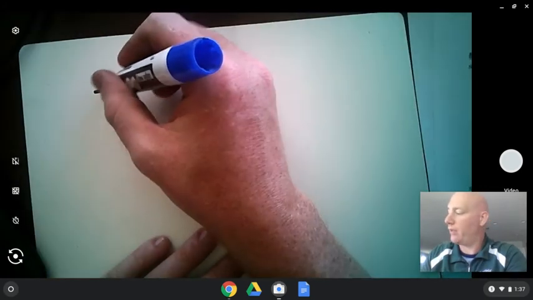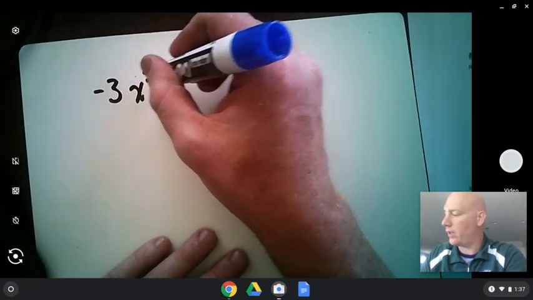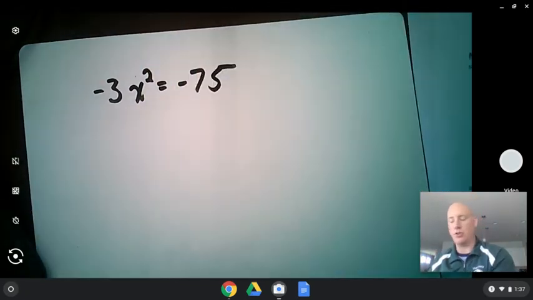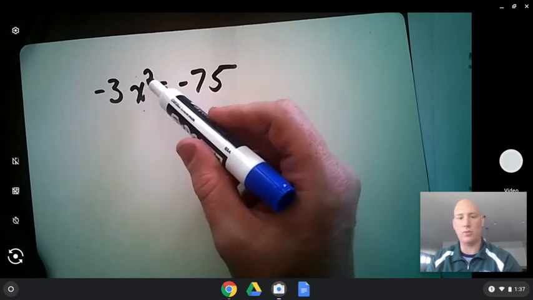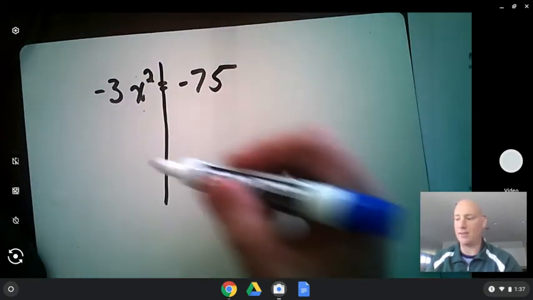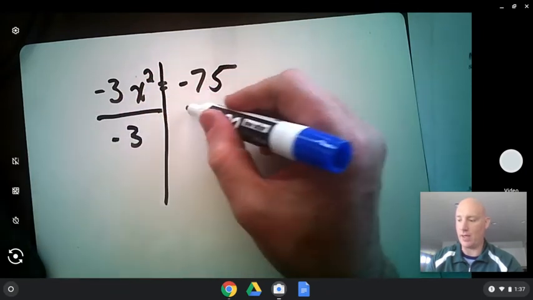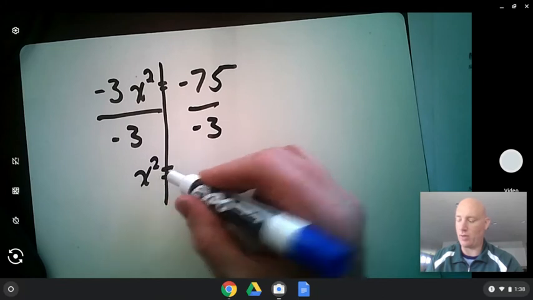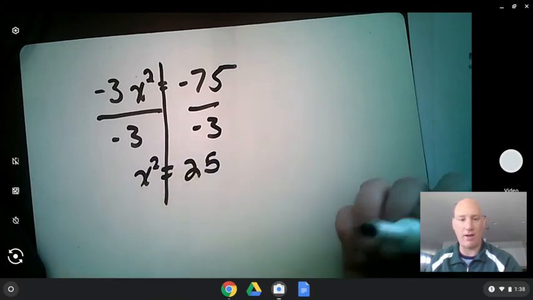So if you have negative 3x squared equals negative 75, I'm not going to write everything out now. You should be able to see x was squared, then multiplied by negative 3. So to get this by itself, I'm going to divide both sides by negative 3. I'm left with x squared equals positive 25.